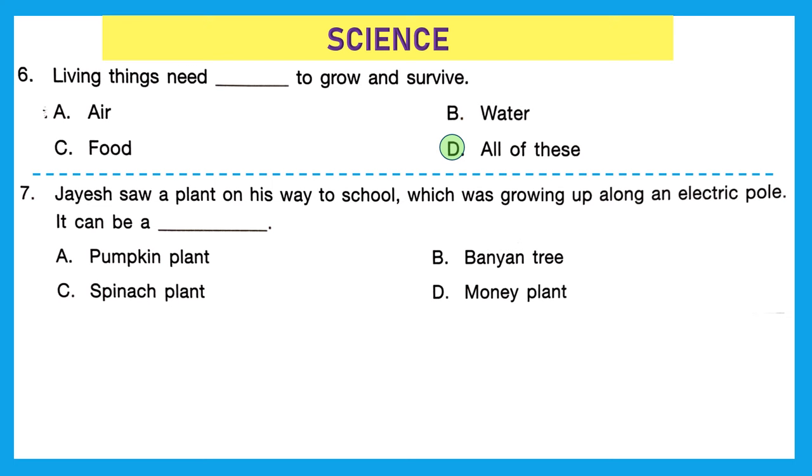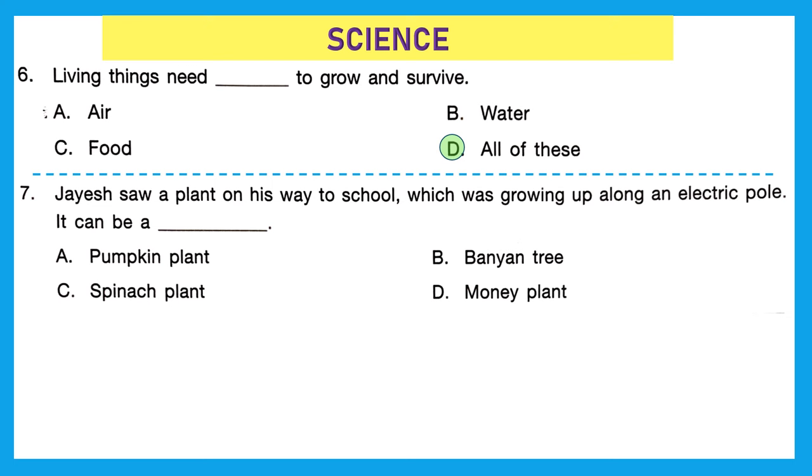It does not need any other support to grow. So this is also not the right option. Option C, spinach plant. Spinach plant is a herb that does not have any branches, rather consists of a single stem. But again, it does not need any other support to grow upright. Option D, money plant. Money plant has a thin, long and weak stem which cannot stand upright without help of an external support. It requires something to climb up, and that is why it is called climber.